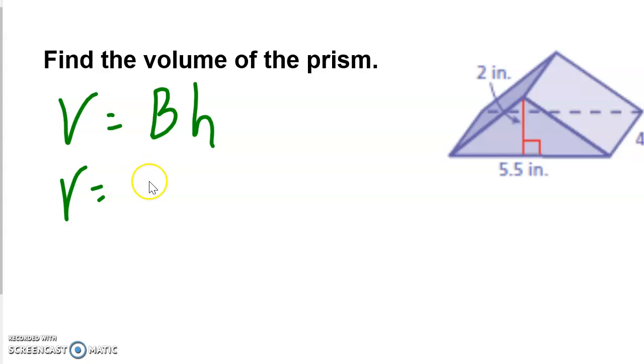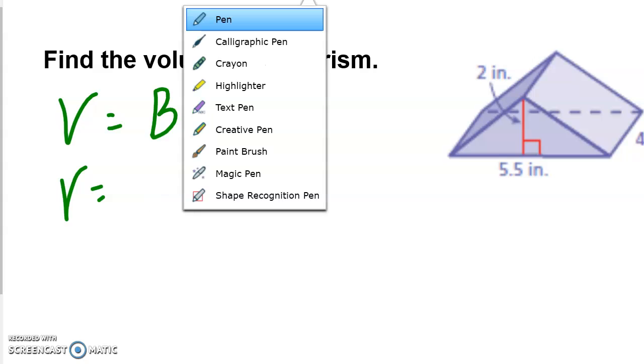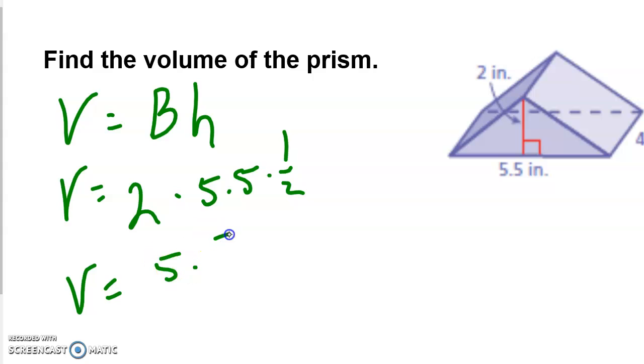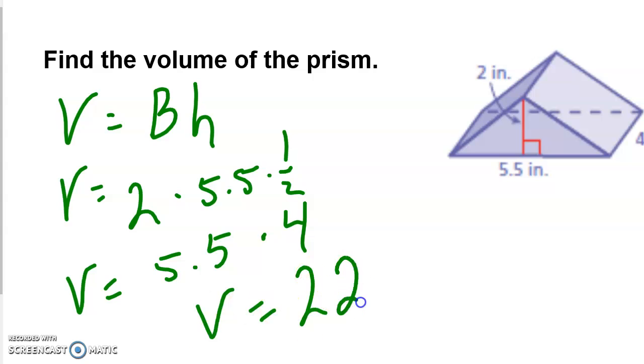So since it's a triangle, I always kind of like to write it out. So we end up with 2 times 5.5 times a half. So our volume is going to end up being 5.5. Now we're going to multiply that by the height, which is 4. So your volume is 22 cubic inches.